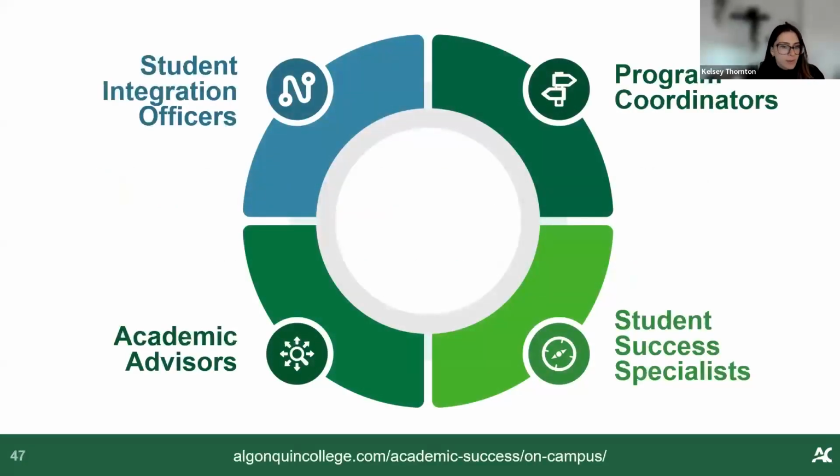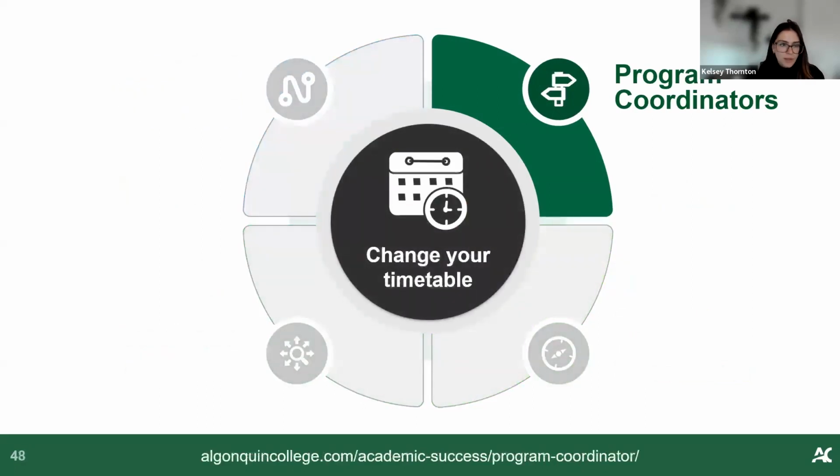So specifically, I will describe the roles of your academic advisor, your student success specialist, your program coordinator, and the student integration officers. Next slide. Your program coordinator is a faculty member in your program and can help with any program-related questions. For example, if you drop a course and you need to understand how that might impact your program moving forward, they would be the best person to connect with. Next slide.